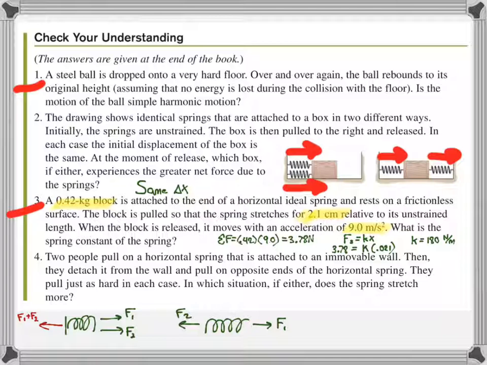That's pretty much it. In the next video, we're going to actually do a lot more problems. We're going to do some questions, so I hope this helps.